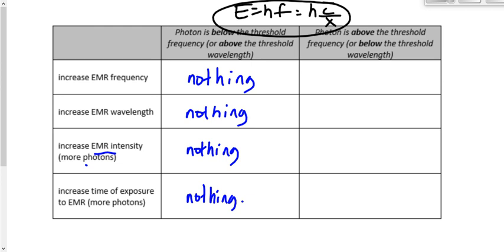The point that I want to make with this first column is that it doesn't matter what you do. If you're below the threshold frequency, or similarly you're above the threshold wavelength, because they both mean the same thing, nothing's going to happen, no matter what.